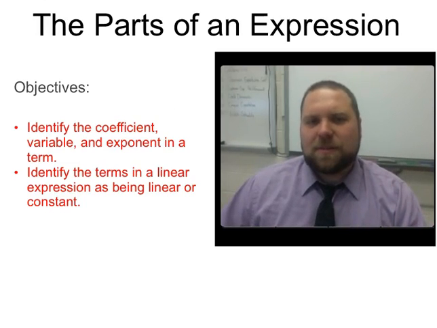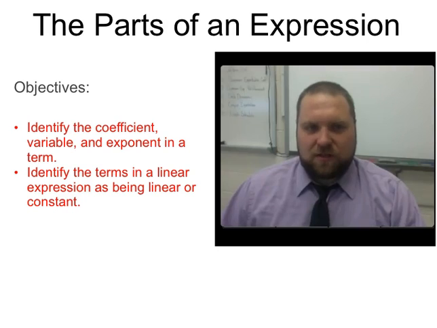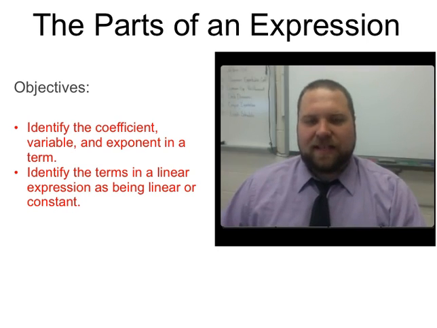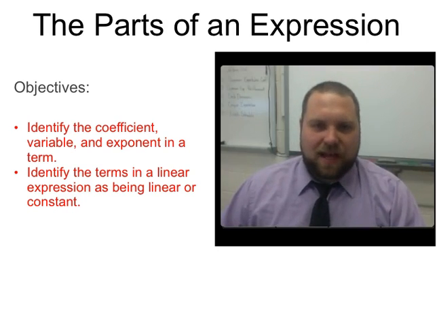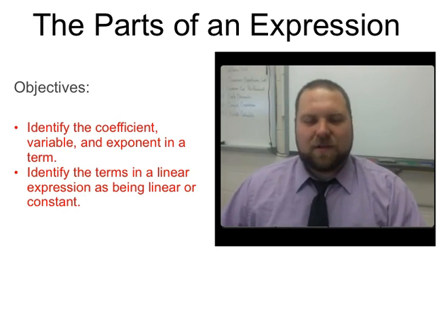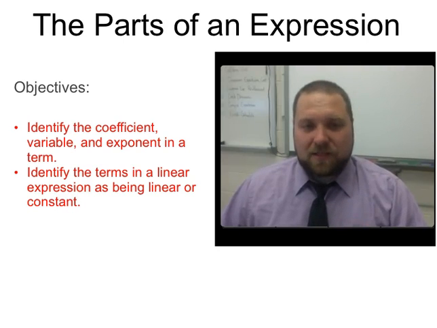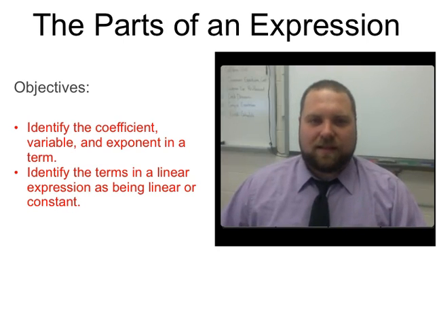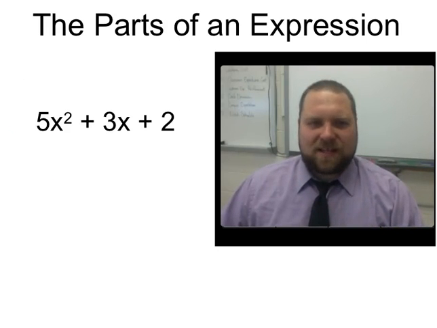In this lesson we're going to be looking at the parts of an expression. That means we're going to be learning a lot of vocab that's going to let us describe what's going on in an expression. And that vocabulary includes the words coefficient, variable, exponent, term, linear term, and constant term. And we're going to have to know what all those mean and how we can use them to describe a linear expression.